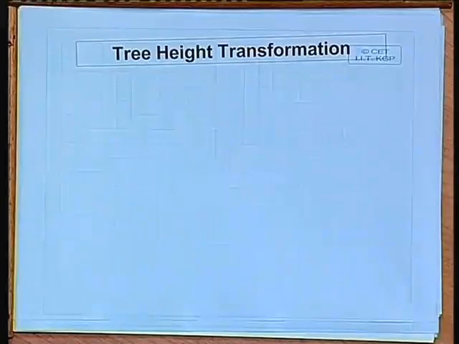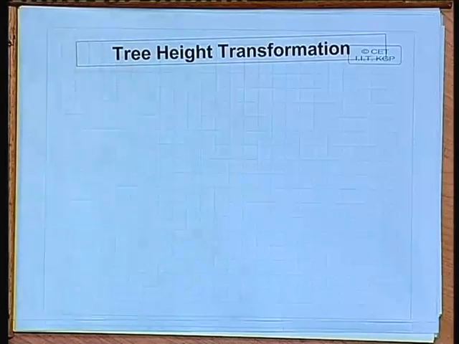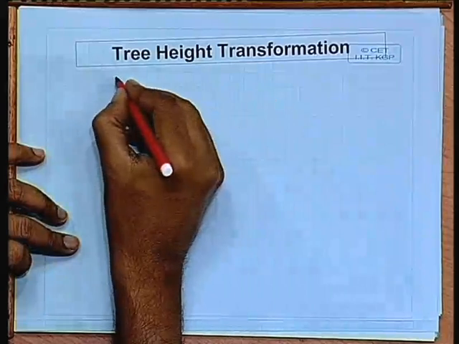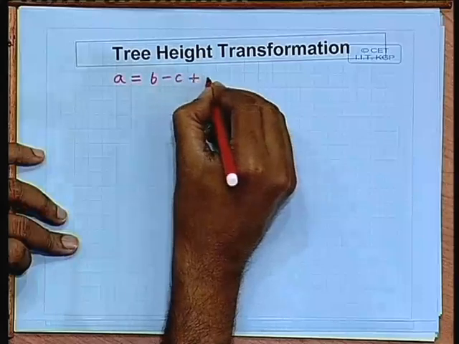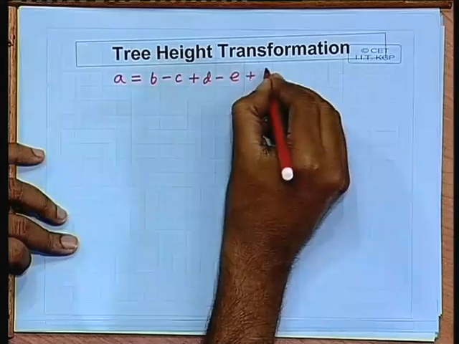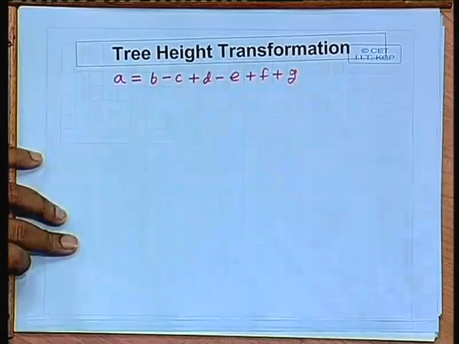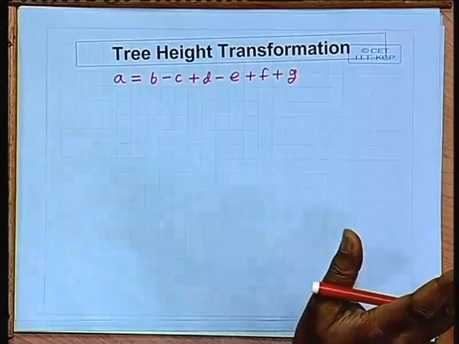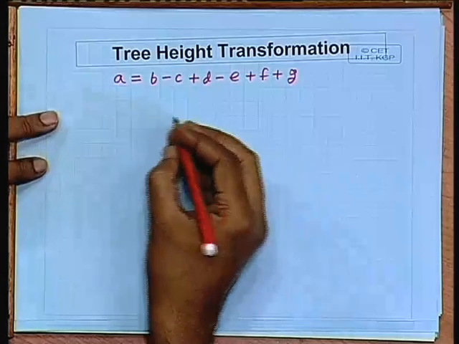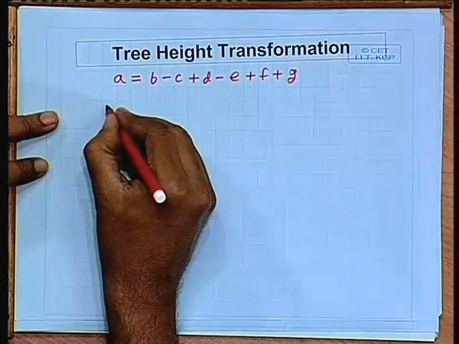And there is another method which is called tree height transformation. This is actually important from the point of view of efficiency in execution of the synthesized hardware. So, this also I am explaining with an example. Suppose I have a statement like this: A equal to B minus C plus D minus E plus F plus G. Suppose, corresponding to this, I am just showing the DFG. After parsing, the DFG is constructed. Say the DFG has been constructed like this. I am just showing the DFG, I am not showing the entire part of it.